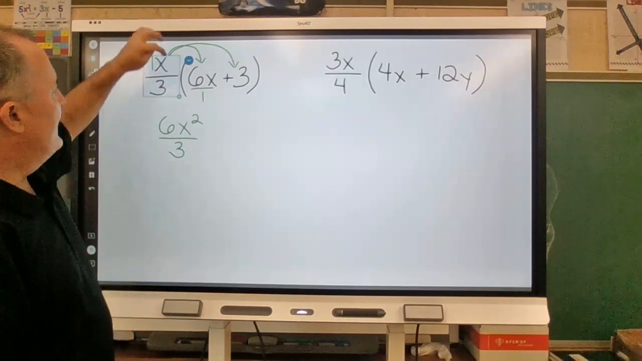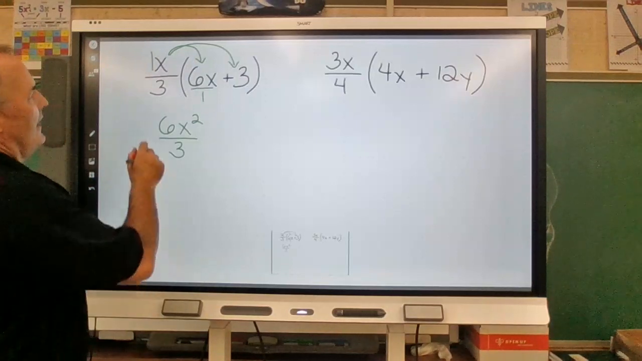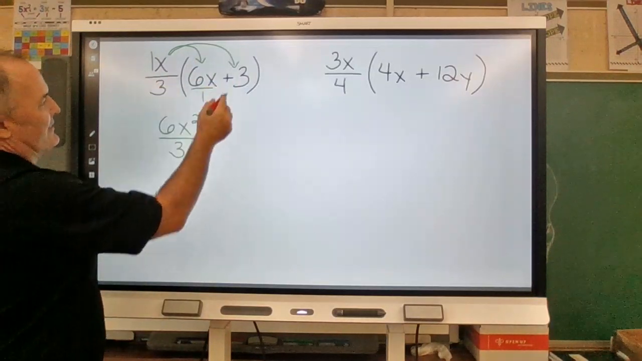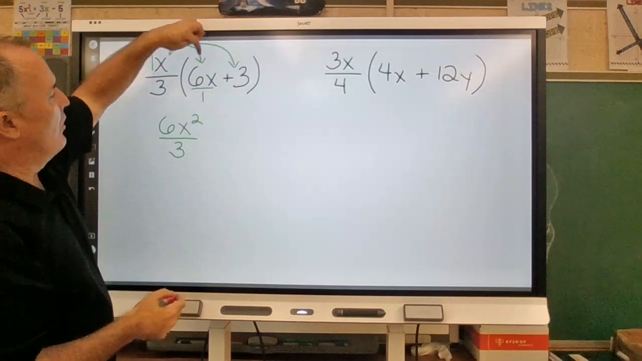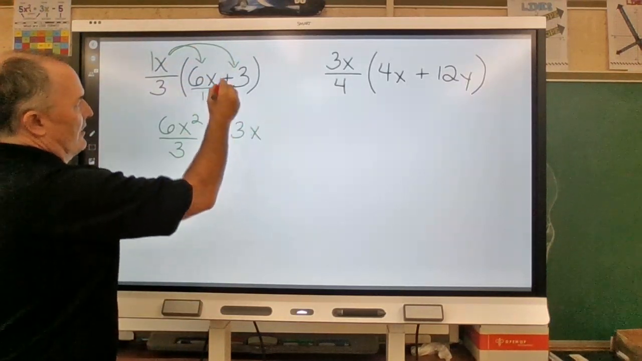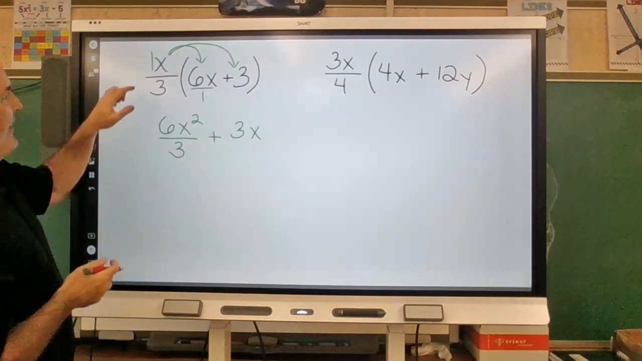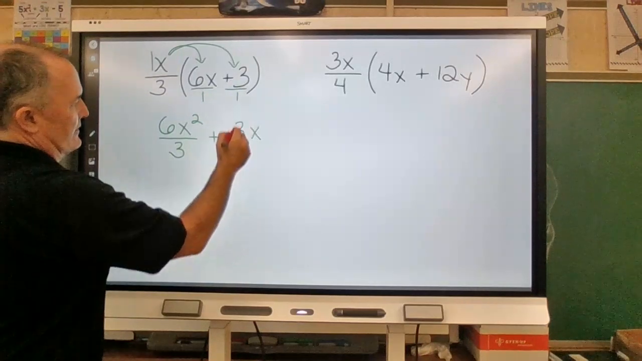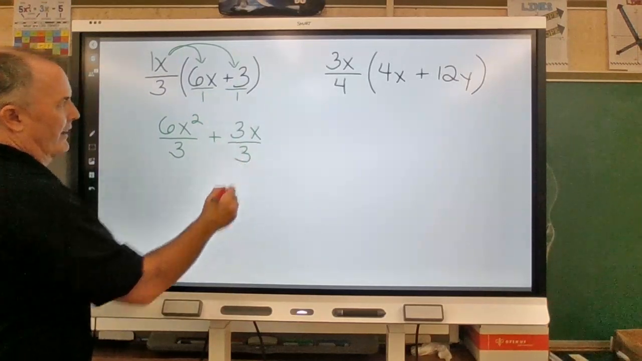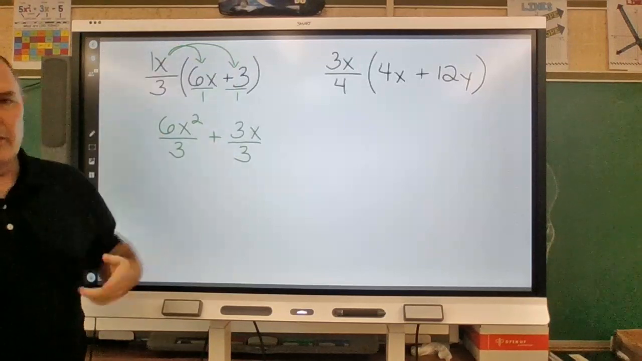All right? Now, let's do that. There we go. It's fixed it. And now we're going to multiply x over 3 times 3. So 1 times 3 would be 3x. Remember, we're adding these together, because that's the sign in the middle. And then 3 times 1 would be a 3 on the bottom. So 1 times 3 is 3. 3 times 1 is still 3.